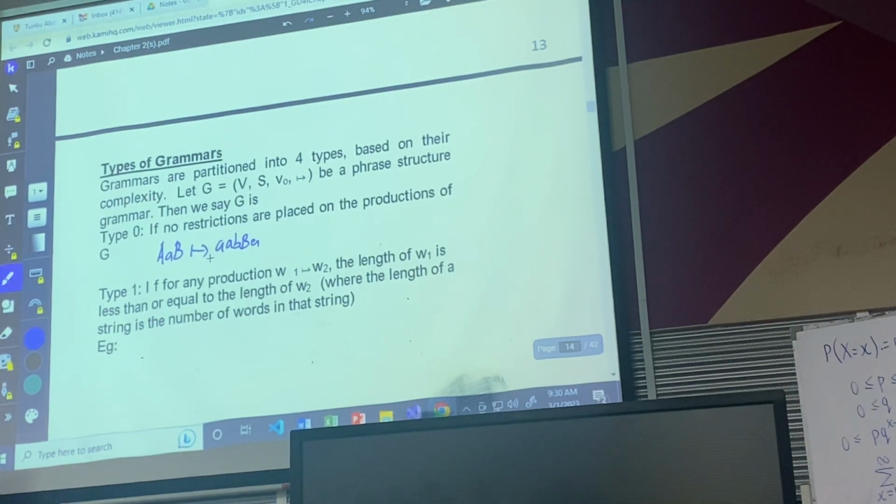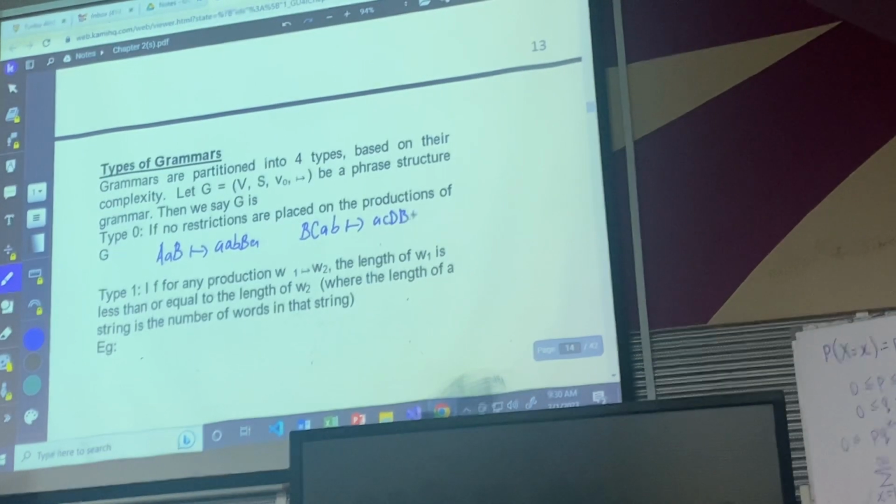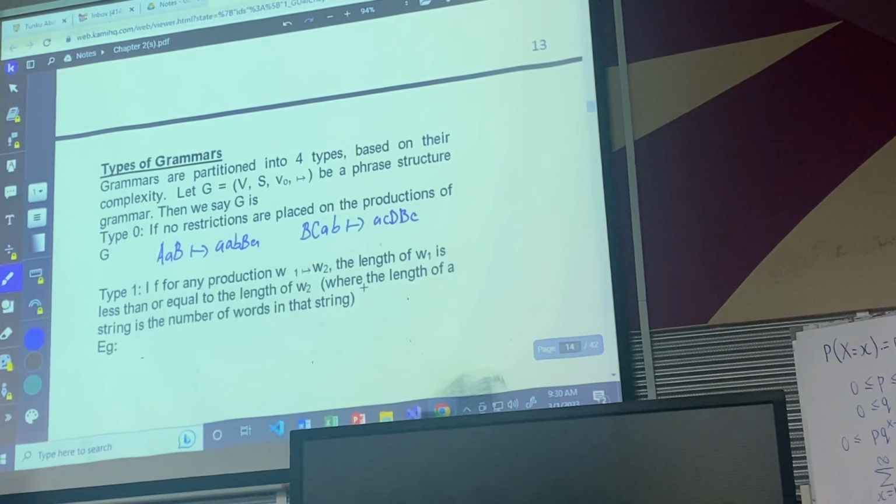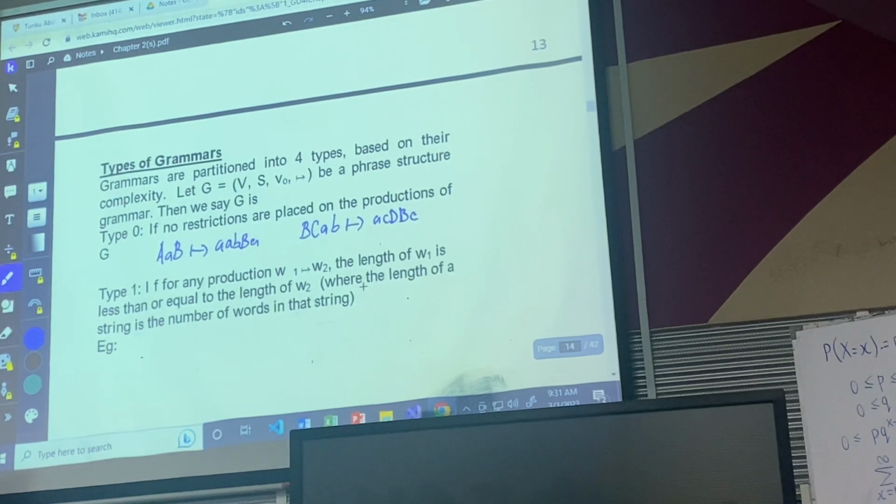Remember this? Another example you can write as B, C, A, B. I replace it with A, C, B, B, C. So this is the example of no restriction substitution, which is type 0. Okay? Now, the second type is type 1.